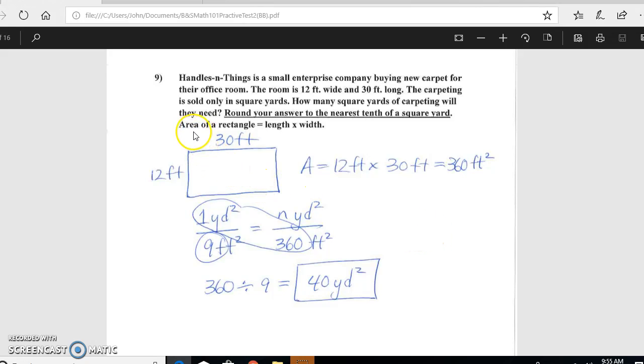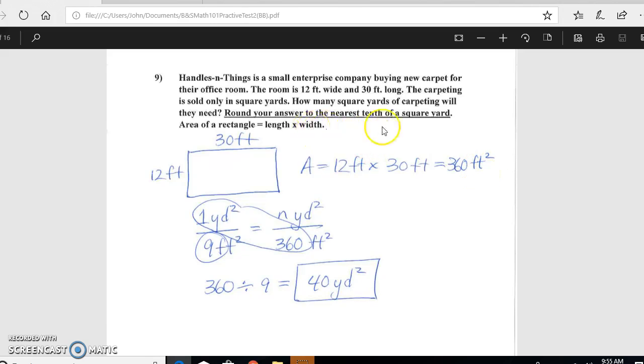And we're given the area. The formula for the area of a rectangle is the length times the width. So I've drawn the room here with the width that's given to us of 12 feet and the length of 30 feet. And so we need to multiply these two dimensions to get the area of the rectangle, the area of the room. When we do that, we end up with 360 square feet.